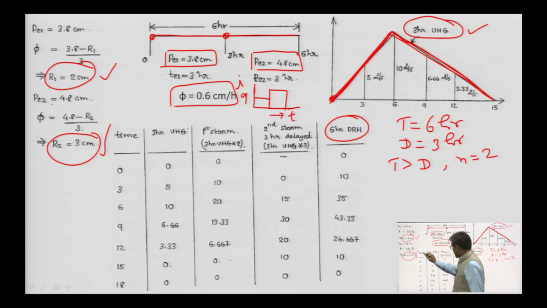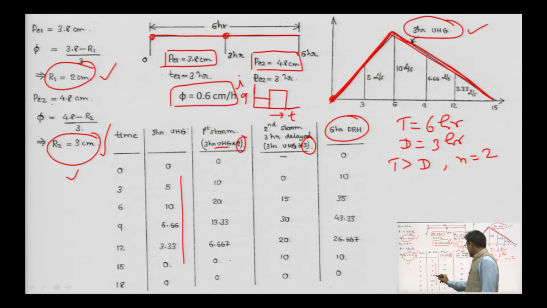The time and ordinates are written in this column. For the first storm, the 3R unit hydrograph, the rainfall runoff is 2, so the ordinates will be multiplied by 2. And for storm 2, since it has the runoff of 3 centimeter, the ordinates will be multiplied by 3. So these ordinates are multiplied by 2: 0, 0, 5, 10; 10 into 2 is 20, and so on.